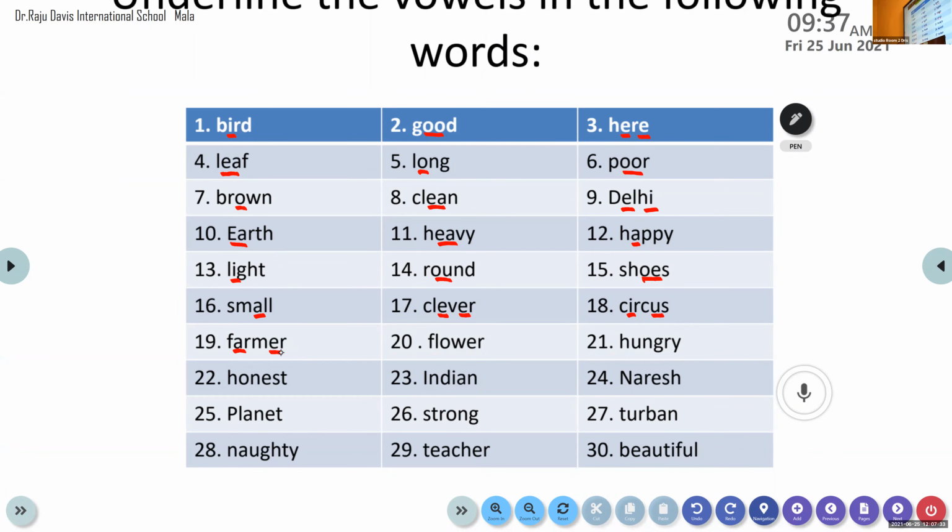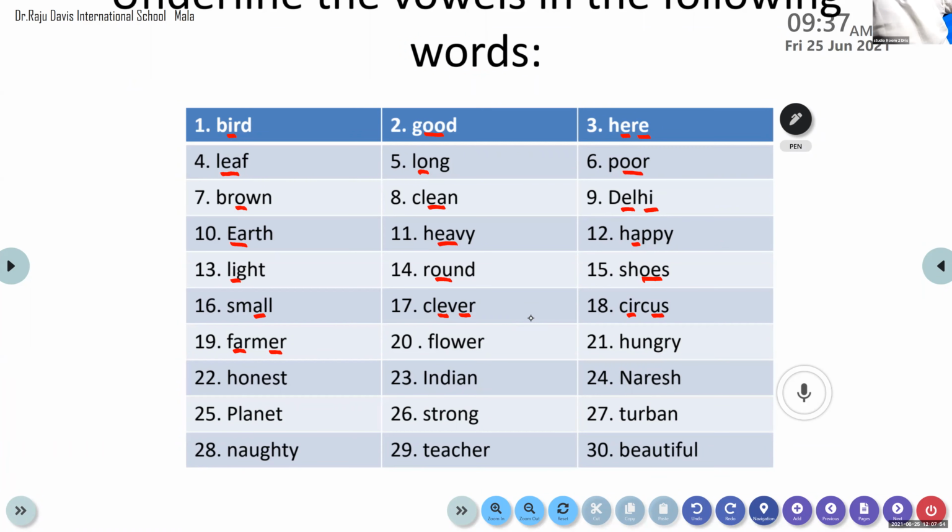Amin Babu. Yes, Amin Babu. Yes, ma'am. Amin Babu, come on. Read the 20th word.